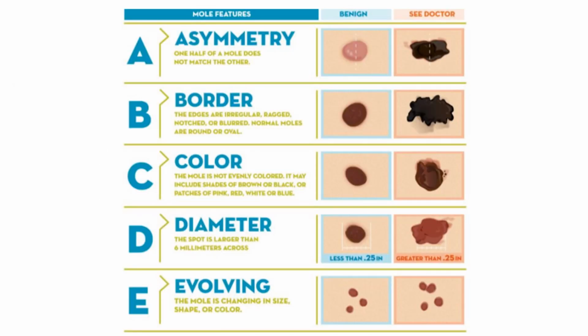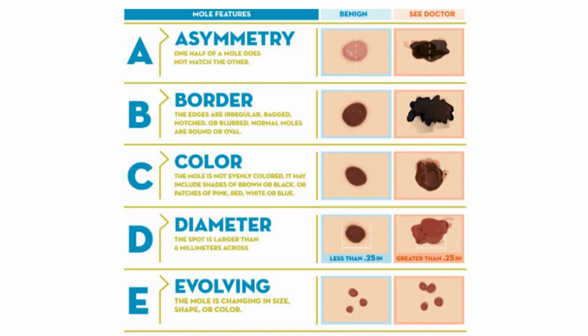So for skin cancer, we do A, B, C, D, E. A is asymmetry. So we're looking at the mole. Is it asymmetric? Is one side not matching the other? That's kind of what we're looking at. Border. Is the border irregular? As you can see on this picture, this is what an irregular border looks like. Color. Is there a color variation on the mole? Diameter. Is it greater than 0.25 inches or 6 millimeters?